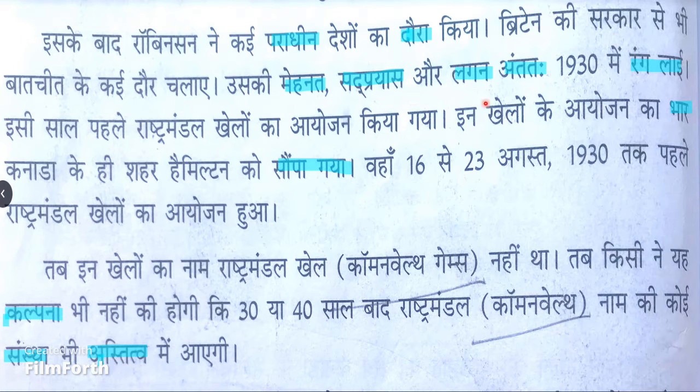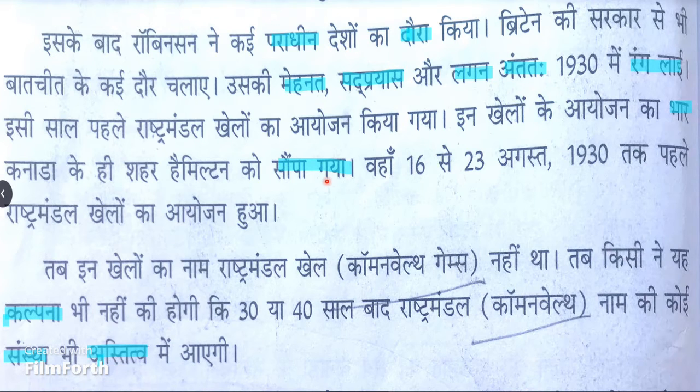His hard work, his good efforts and trials finally brought results in 1930. For almost a year, he just kept on speaking to the British government about such facilities being organized for the players. That year the first Commonwealth Games were organized, and just because of the effort of one person known as Robinson, the first time in 1930 these games were organized. The responsibility of organizing these games was given to the city of Hamilton in Canada.